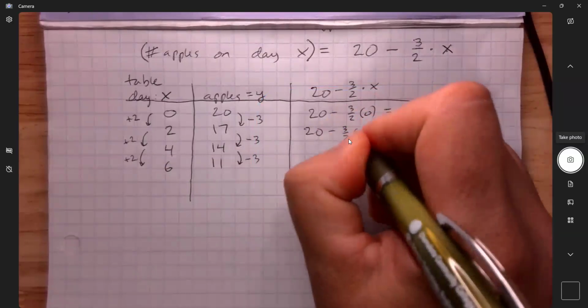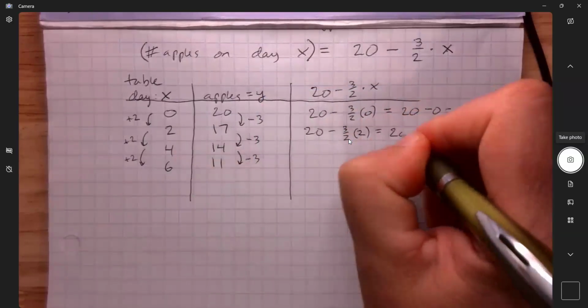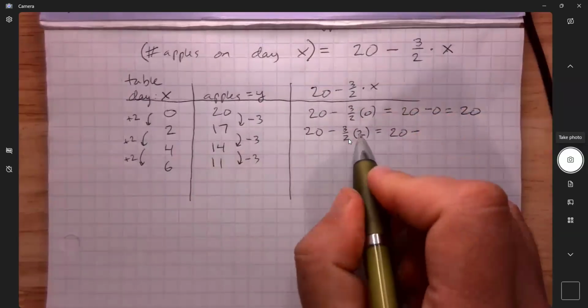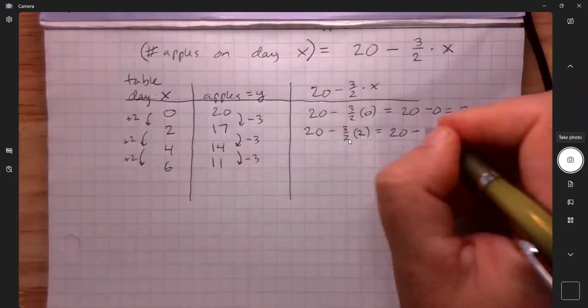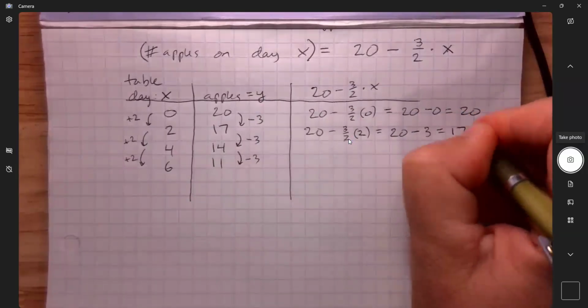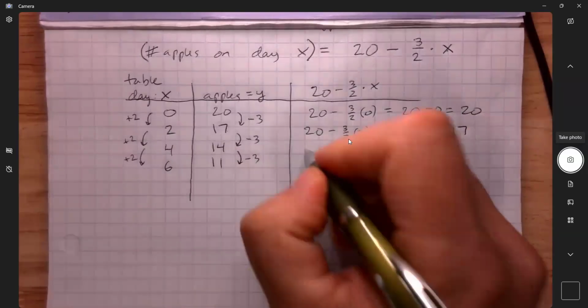On day 2, x is 2, so I put a 2 in for x. 3 divided by 2 times 2, where there's the multiplicative identity. So those cancel, and I'm left with 20 minus 3, which is 17. That's a good sign. Seems to be working.